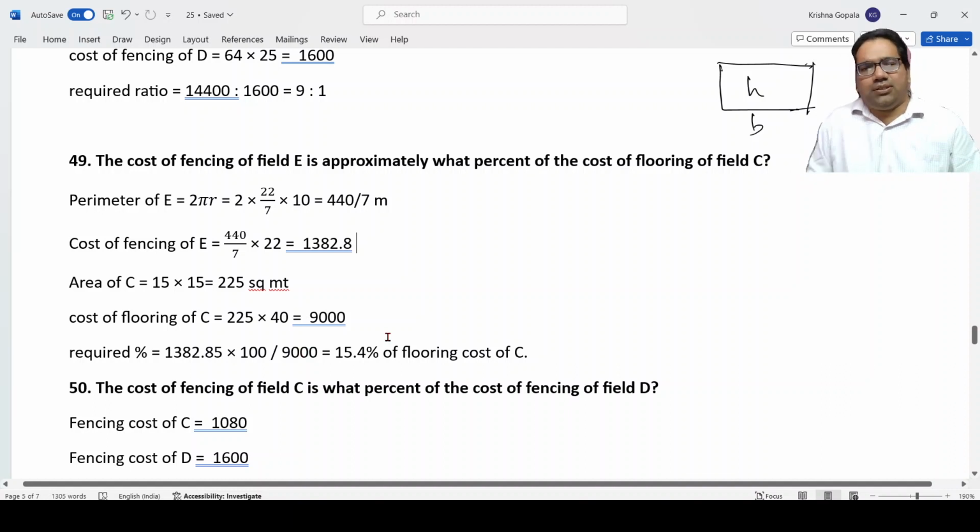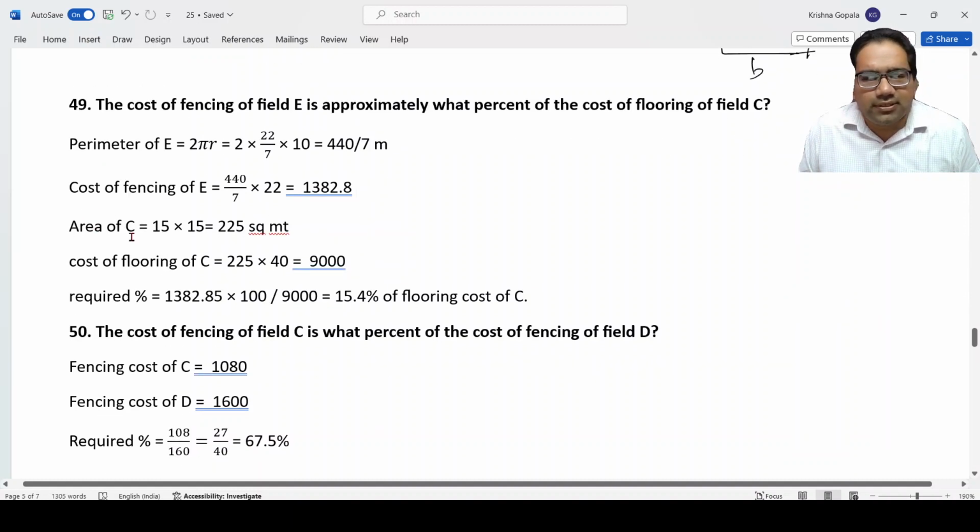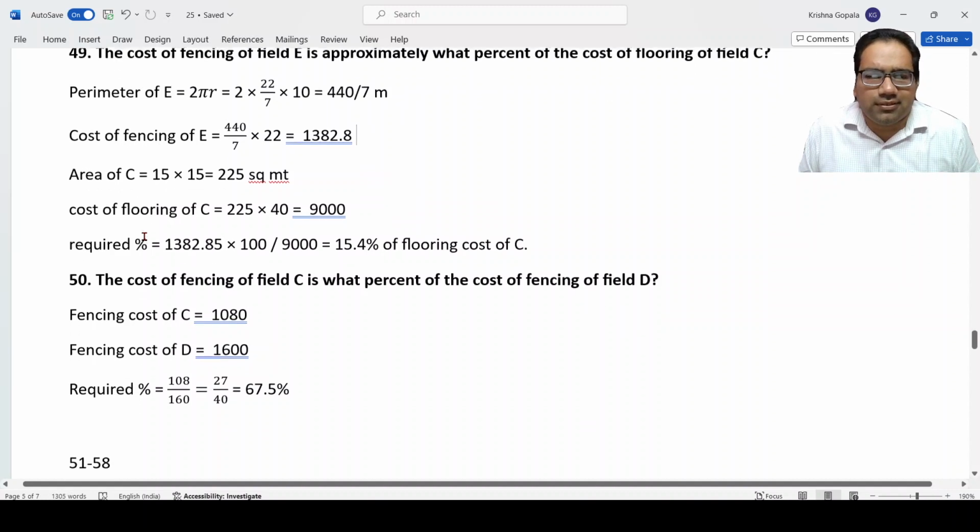It is 15.4%. This is an easy calculation only. All these questions are easy questions, so we should not lose marks here. Anywhere between 30 seconds to 60 seconds, we should be able to solve this.